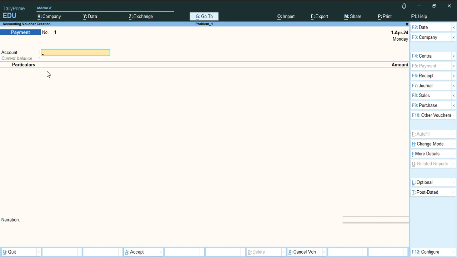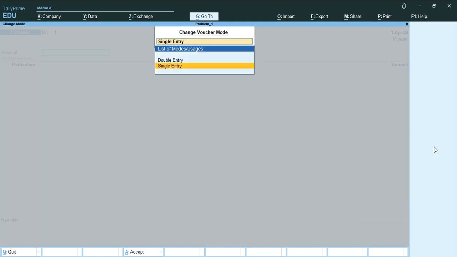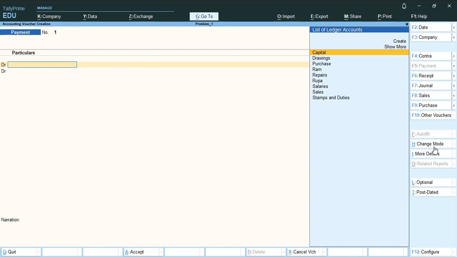So how to change? On the right side, you can see something called Change Mode, and the shortcut key is Control H. Here you can see double entry or single entry. Select the double entry and press enter. Here you can see debit or credit, or who or buy.